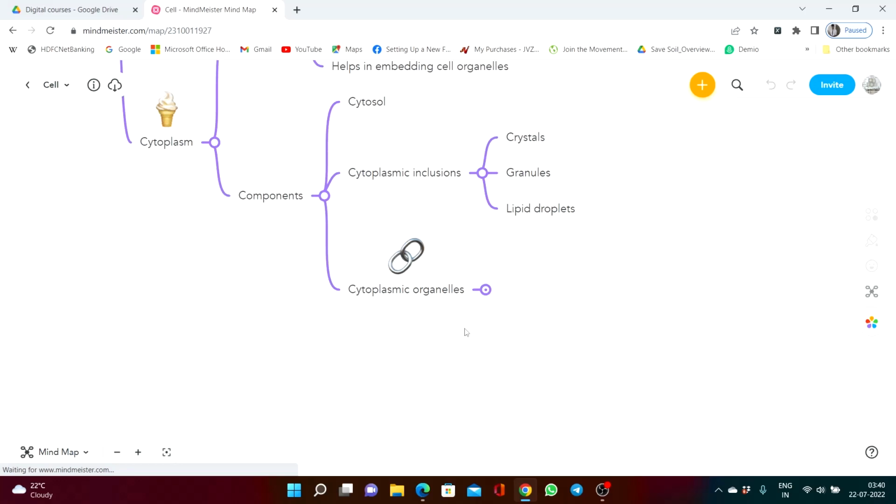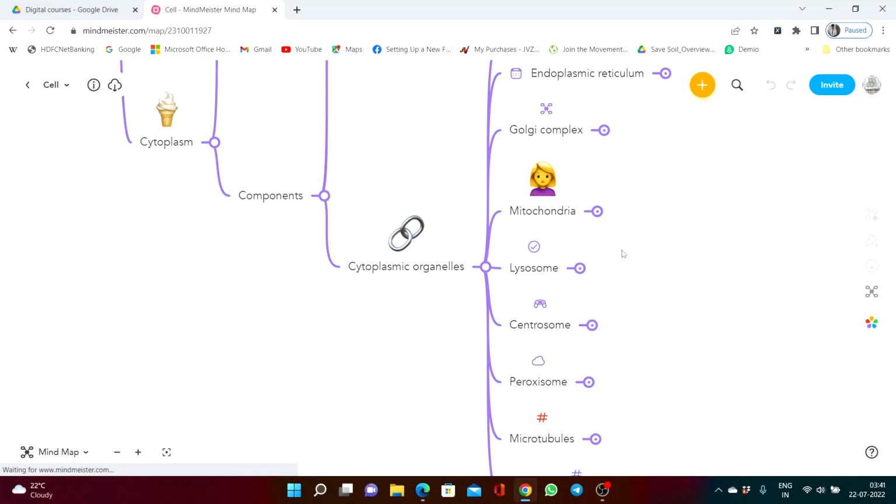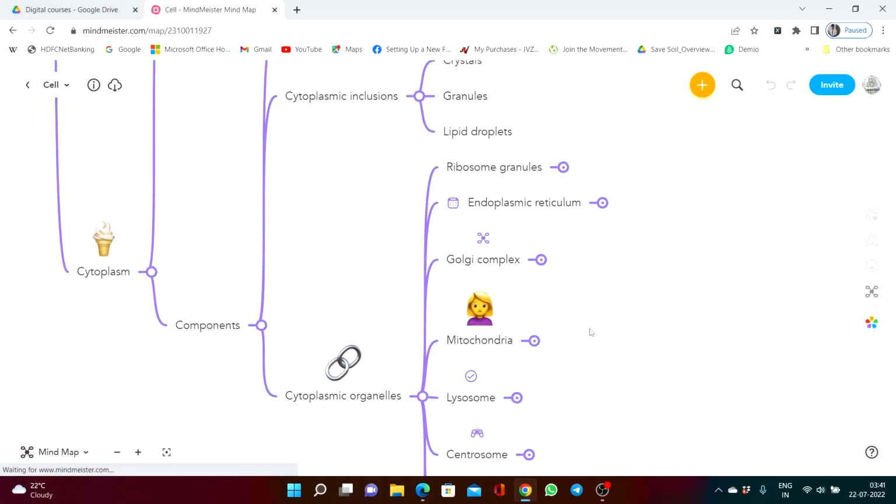Now going deep into the cytoplasmic organelles, they are active substances and are needed for carrying out major functions of the cell. Now going briefly into each organelle, starting from the ribosome granules. As and when we talk about each component, we will briefly discuss it and then go into the next component of the cytoplasm.